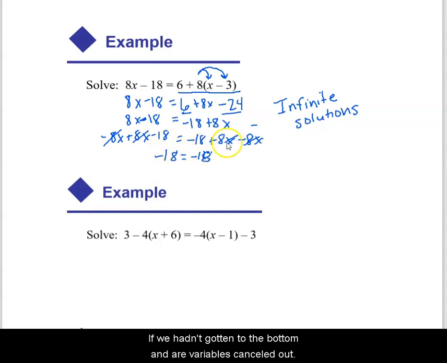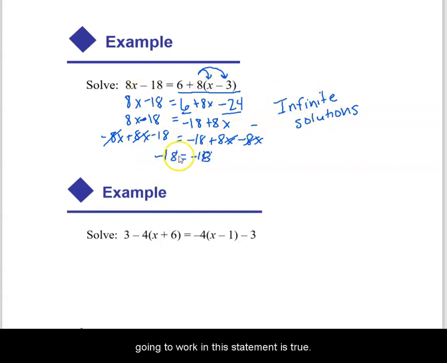If we had gotten to the bottom and our variables canceled out, which sometimes they will, and this statement is not true, then we would have no solutions. Okay, so we have infinite solutions because the x is canceled out, which means everything is going to work and this statement is true.